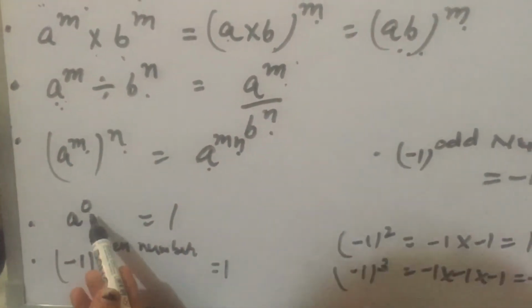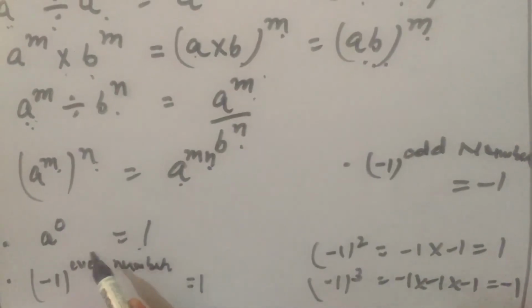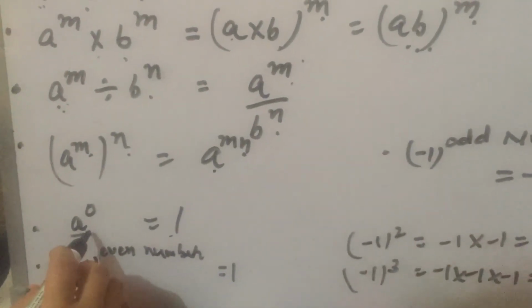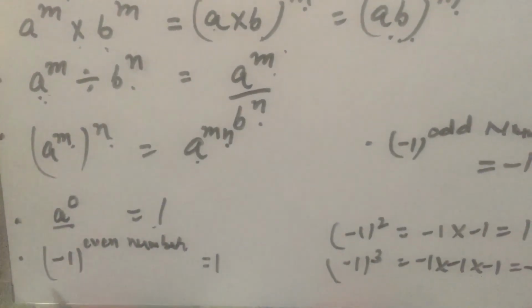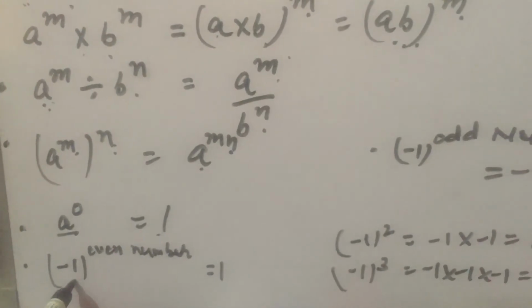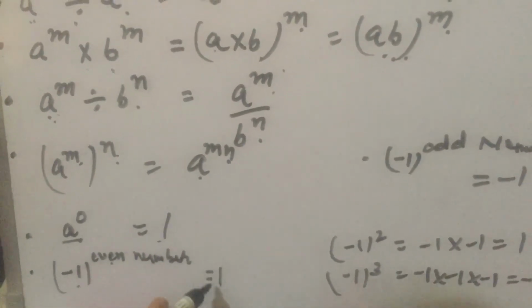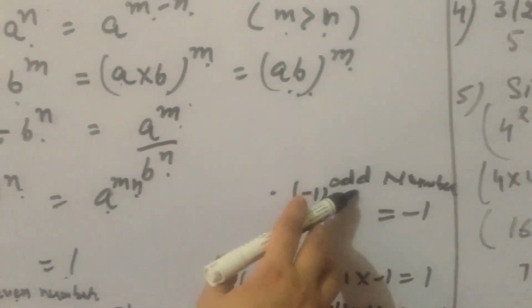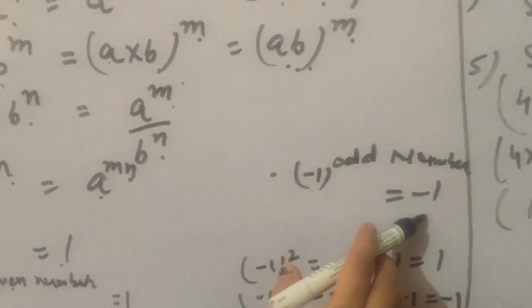Next is a raised to power 0 equal to 1. If any number's power is 0, then the answer is 1. Next is minus 1 raised to an even number power. If minus 1 is here and the power is an even number, then the answer is always 1. Next is minus 1 and the power is an odd number, we get the answer minus 1.